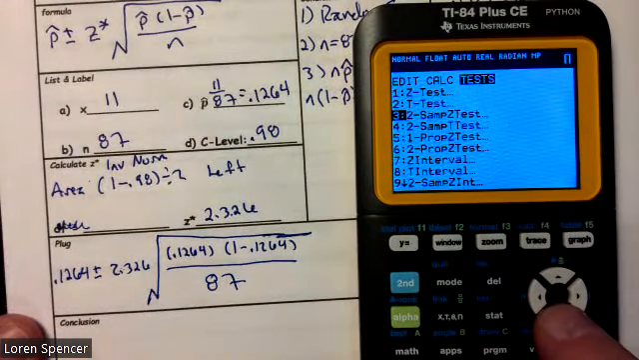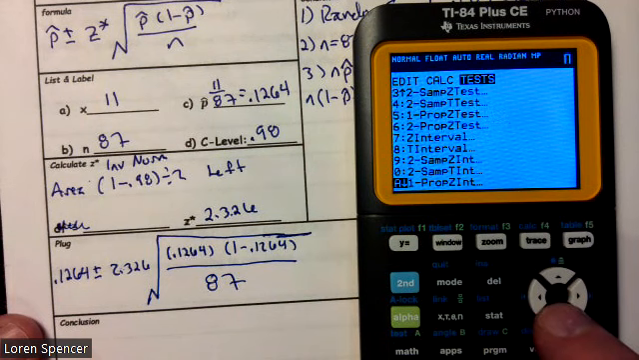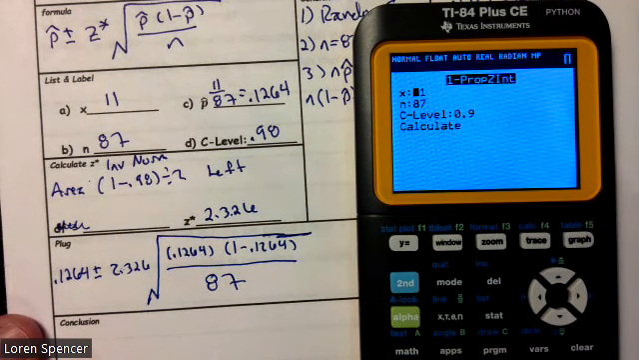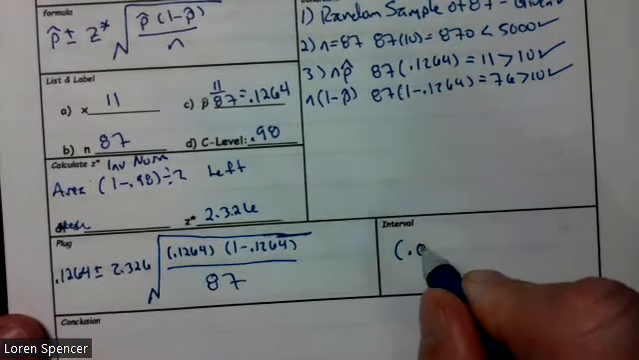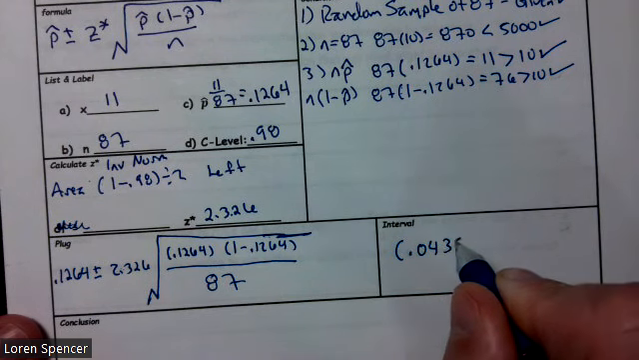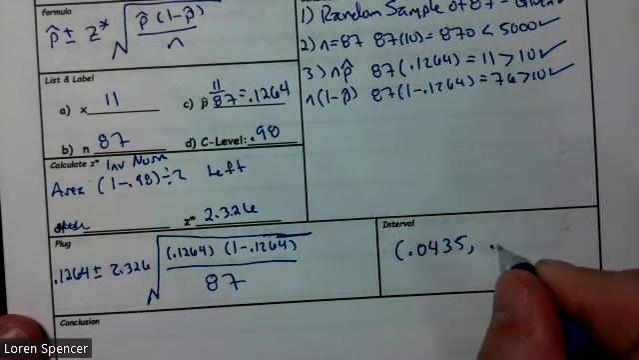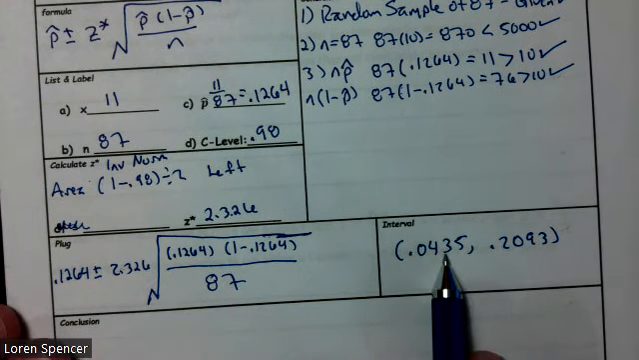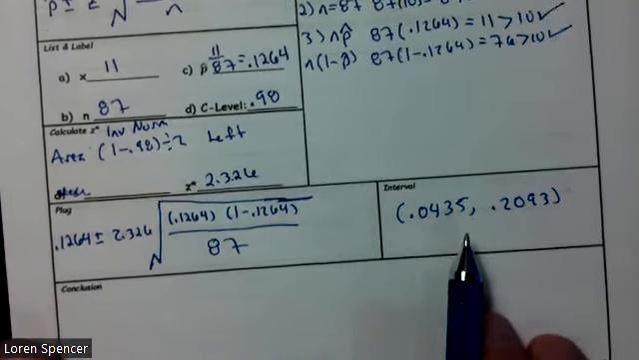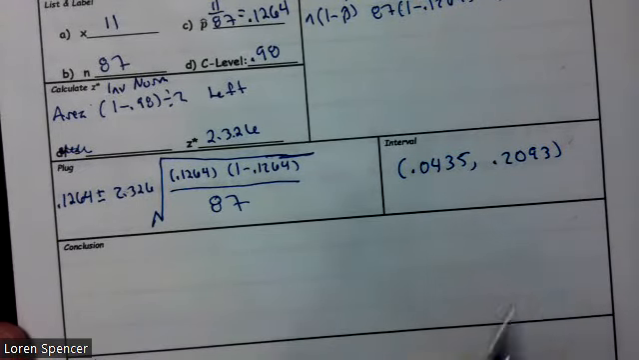Stat, test. We're going to have to scroll all the way down to letter A, 1-proportion z interval. 11 is our x, n is 87. Our confidence level is 0.98. And we end up getting an interval of 0.0435 to 0.2093. All right, so I notice that 20% is in my interval. That's interesting. It could be as low as 4%, could be as high as almost 21%.